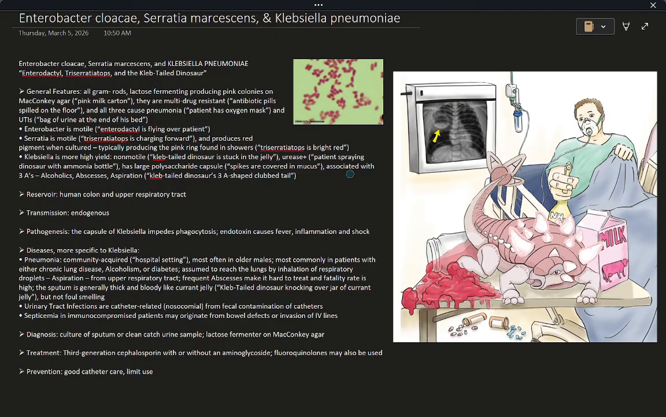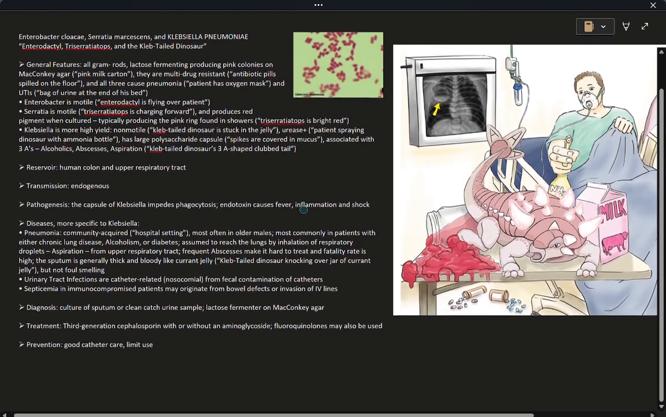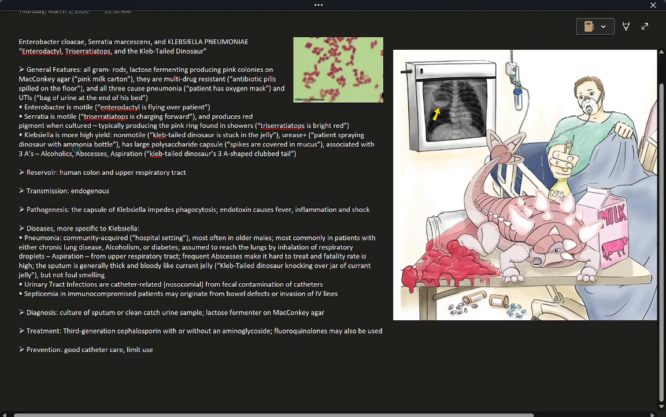And then the Klebsiella is associated with 3 A's. They're associated with alcoholics, abscesses, and aspiration. So you can think about the club-tailed dinosaurs. 3 A-shaped club tails. So there's 1 A for alcoholics, 1 A for abscesses, and 1 A for aspiration. And remember, Klebsiella has a large polysaccharide capsule where the spikes are covered in mucus. So that's how you distinguish Klebsiella from Serratia and Enterobacter.